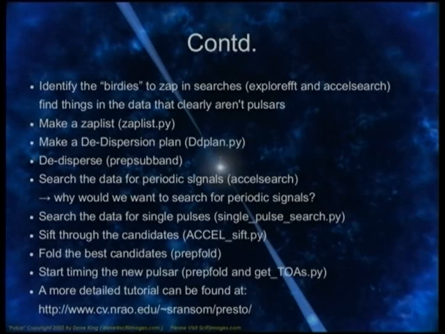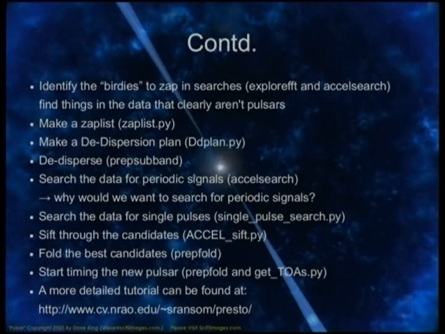So we will search the data for single pulses. We're not looking for binary pulsar systems at this point. We're just looking for single pulses, make things really simple. And then we're going to sift through the candidates that we found. And then we're going to fold the best candidates back from frequency space into time space. And then we're going to start timing the new pulsar.